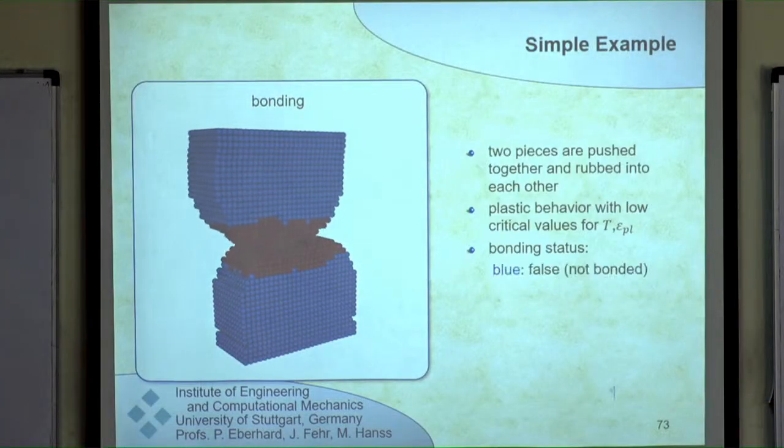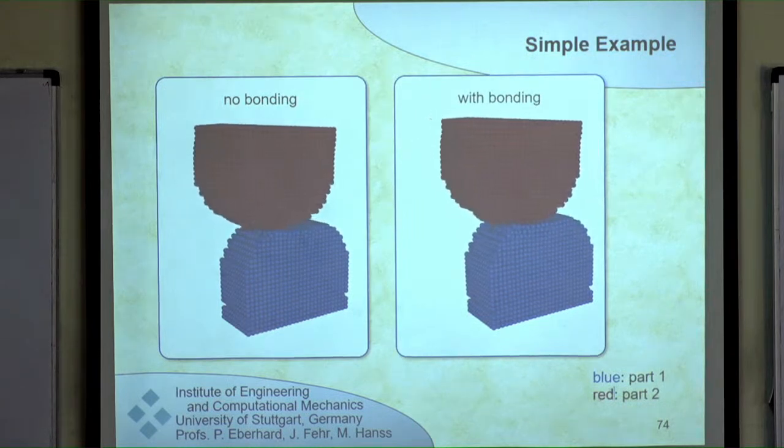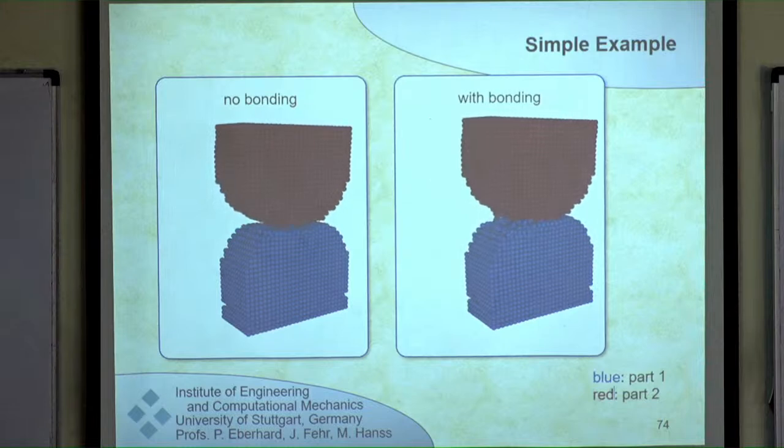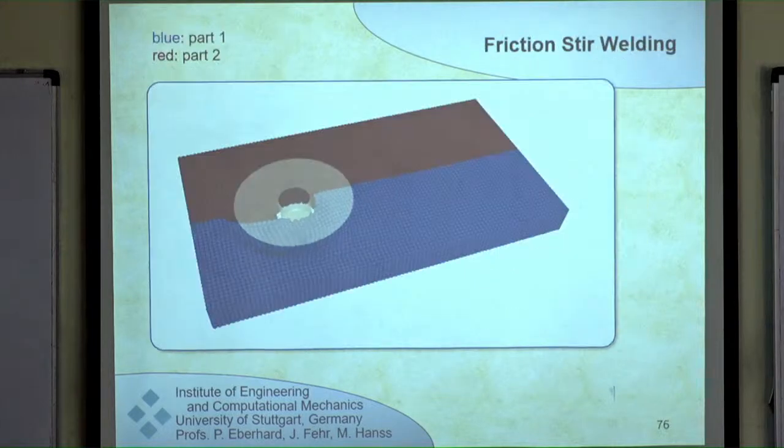And now we have to include this bonding. How to make one workpiece from separate workpieces? And then, of course, we compared with and without bonding. Lisa spent a lot of effort on this. We have to define flow criteria and do many more things. And I'll come to the end in a moment.